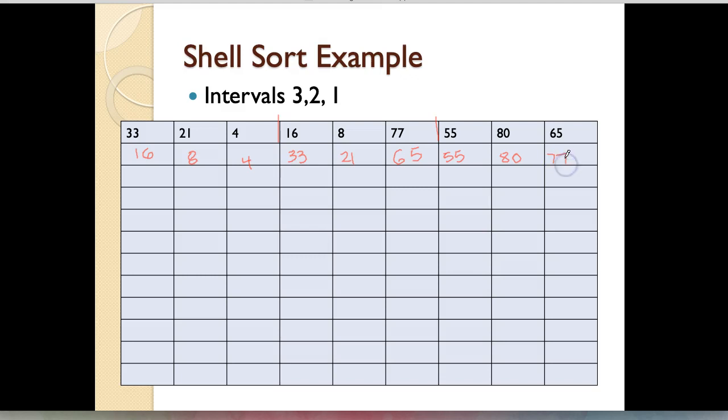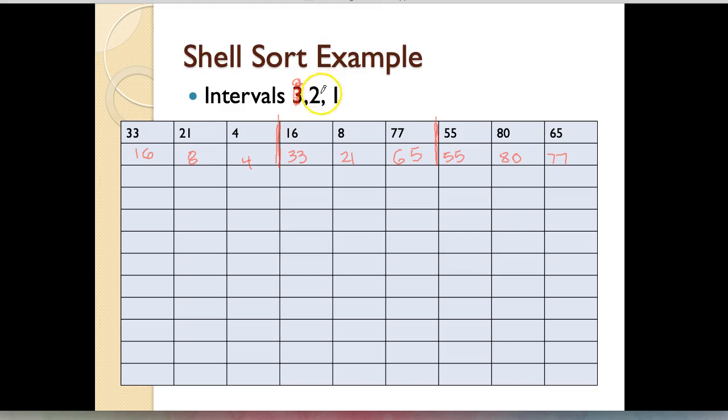Okay, so now I don't know if I am done with my pass of 3. So I am going to compare again, because the computer is not going to stop until it goes one pass in a given interval without any changes. Here I go. I'm going to compare 16 with 33. They are in place. 33 and 55, good. 8 and 21, good. 21 and 80, good. 4 and 65, okay. 65, 77, we're good. So that means we're done with 3.